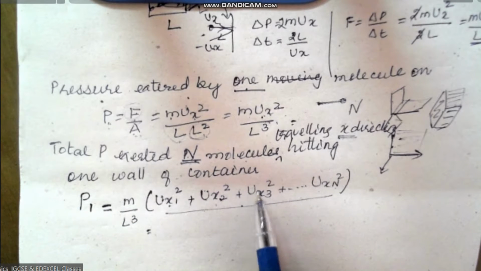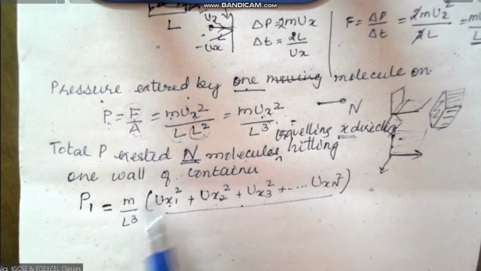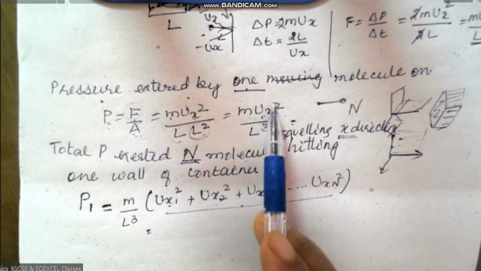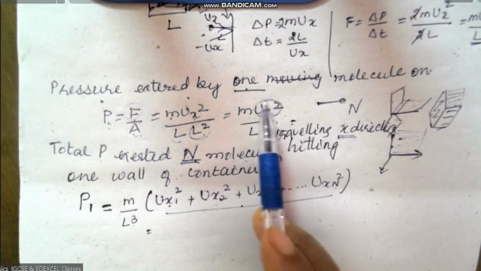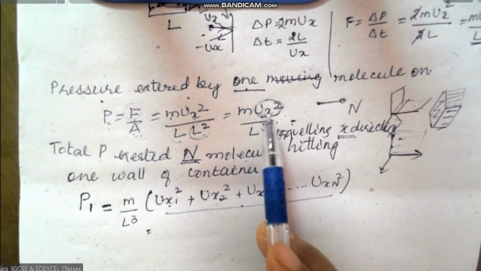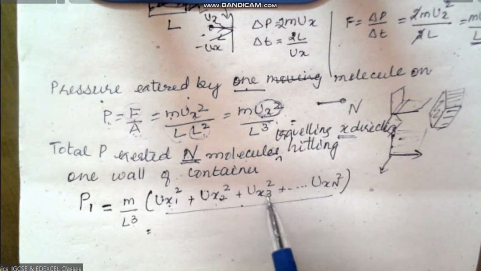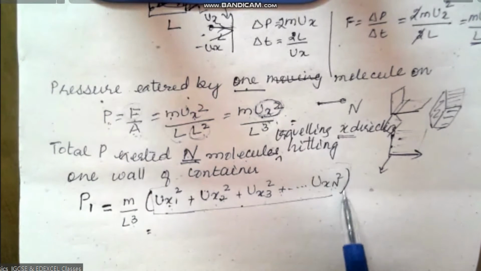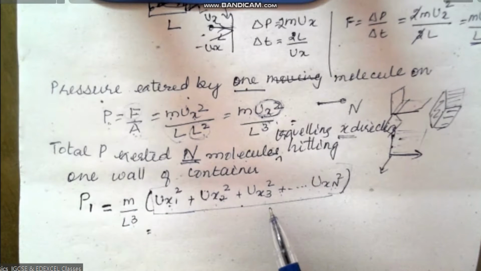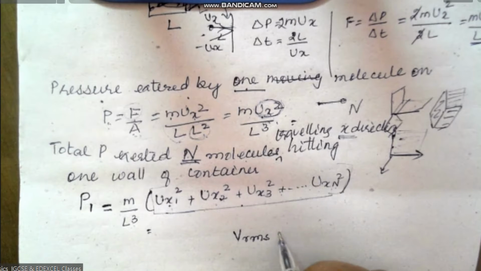So when you consider all the velocities, you have to add the pressures by each of the molecules. So this formula becomes m by L cube into ux1 square. Instead of this ux square, you add all the velocities of n molecules. So ux1 square, second ux2 square, etc. up to uxn square. Now we have to simplify this much, where we get the help of VRMS.